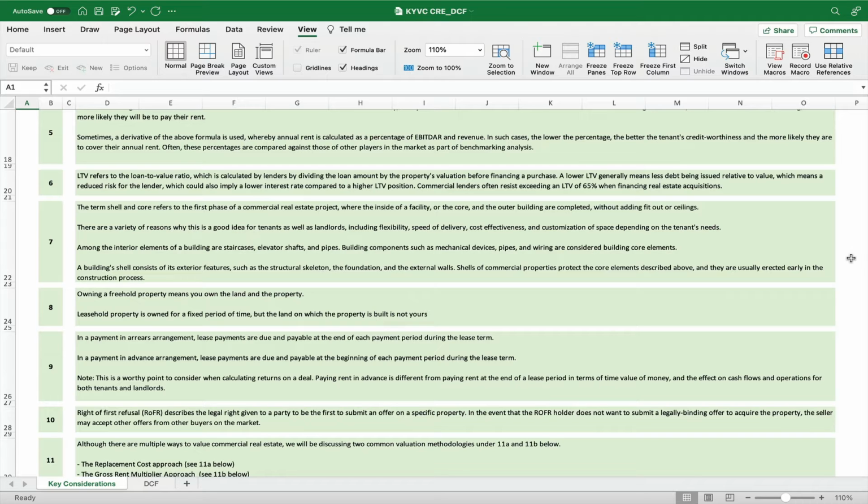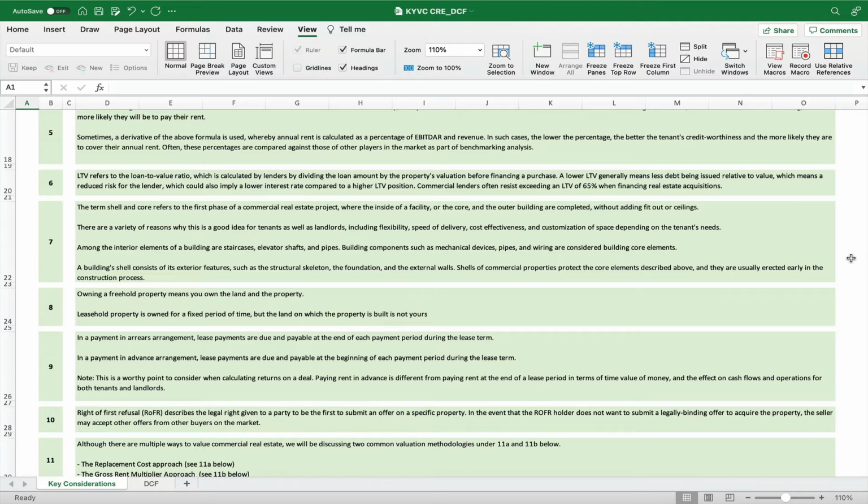And if they're taking less risk, that means that usually, assuming all else equal, a lower interest rate applies. However, if the risk becomes higher and the borrower is asking for a higher LTV position, then the interest rate will reflect the higher risk, so it will be higher. Generally, commercial lenders for commercial real estate resist exceeding an LTV, a loan to value, of 65% when financing real estate acquisitions. Obviously, there are exceptions to the rule, but this is usually the consensus.